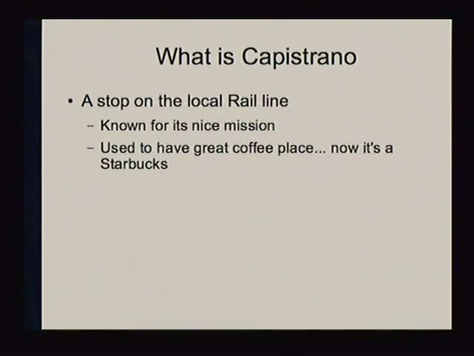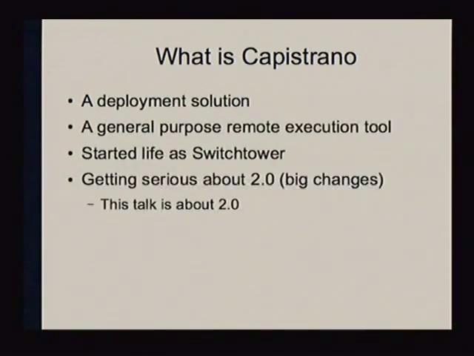Okay, what is Capistrano? Capistrano is a stop on the local rail line. You get on the Amtrak and you go north. It's known for its missions. Used to have a really great coffee house that they turned into a Starbucks. Yeah, the Dietrich's is gone. It is also, and by the way, up until 6 months ago, if you searched for rails and Capistrano, you got a lot of stuff about the Amtrak station. That has completely changed. A deployment solution.